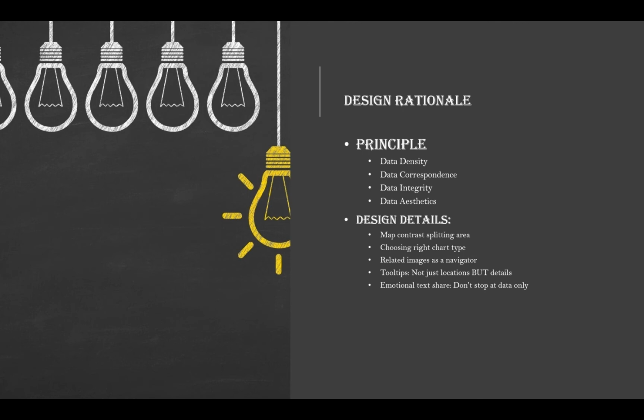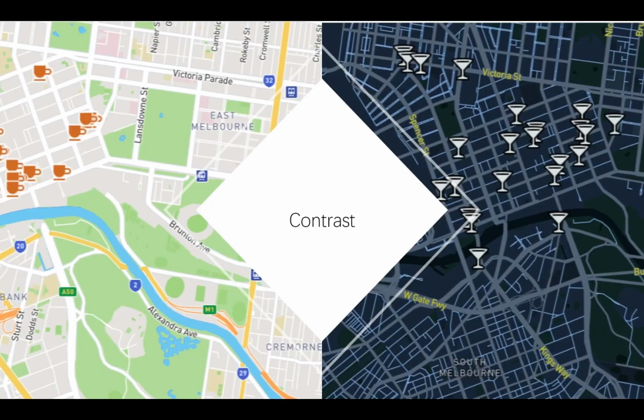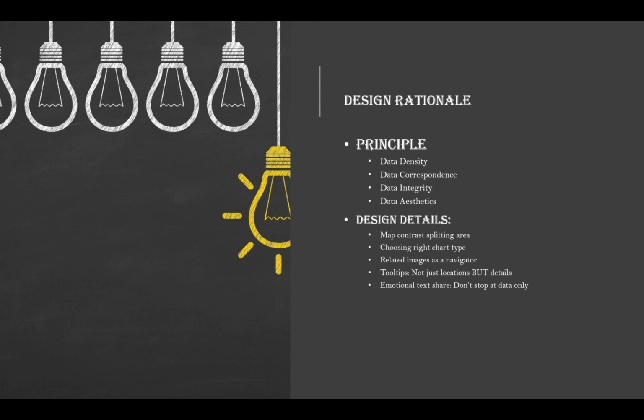There are some details. We use maps of different contrasts to split zones. It is significant enough to remind tourists. We design chart types to show proportions and ranks. Related images are also important for navigating tourists. A tooltip is a useful tool in this theme.